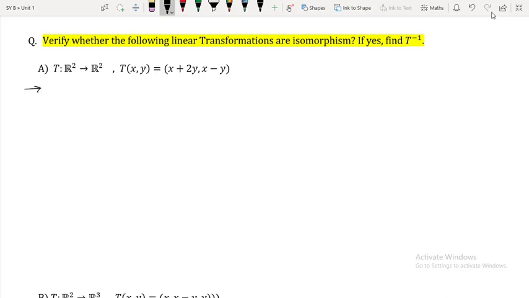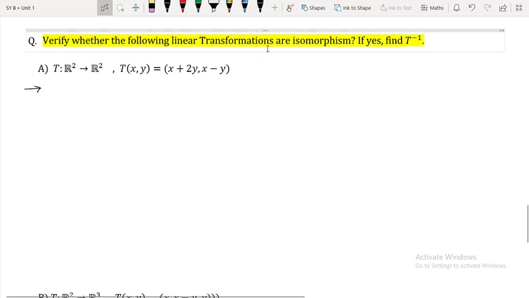Hello my dear students. Now over here we are going to see some examples on isomorphism. So the question is: verify whether the following linear transformations are isomorphisms, and if they are isomorphisms then they have asked us to find T inverse. Naturally, if a linear transformation is an isomorphism then it is going to be bijective, and we know whenever our function is bijective we can find its inverse.